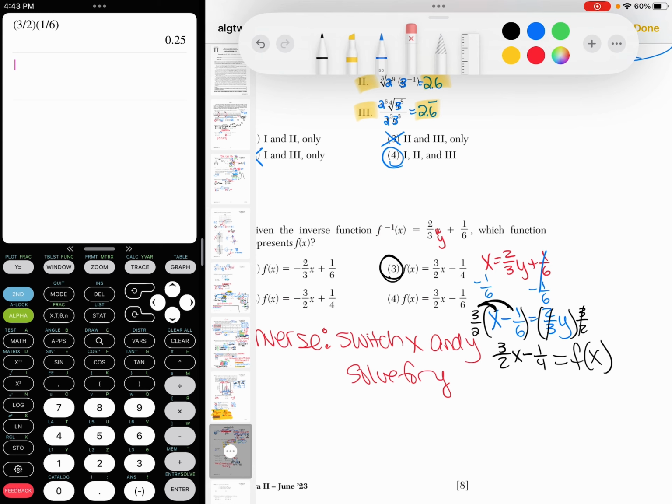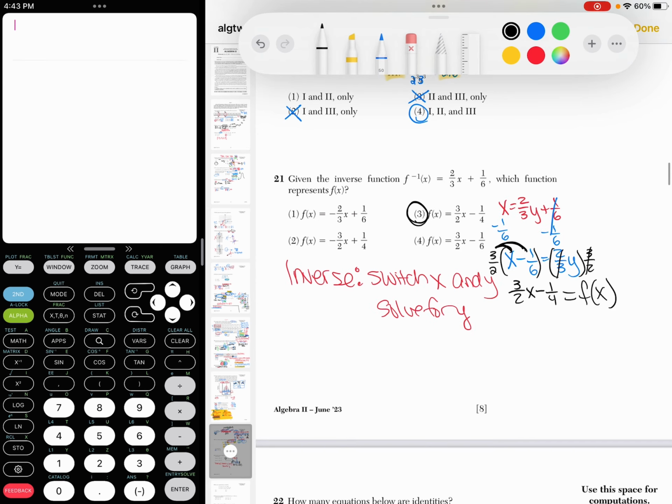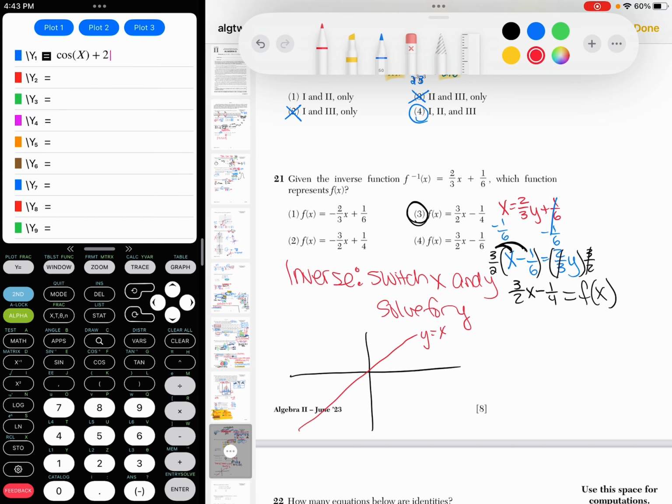Something else that might be helpful for this, especially to my more visual people, when you are doing an inverse, it's always going to be a reflection over this line, the line y equals x. So you could have done this graphically if this makes more sense to you by plugging in your original to your y1. Again, I'm here to show you a lot of different ways because there's always more ways. So 2/3 x plus 1/6.